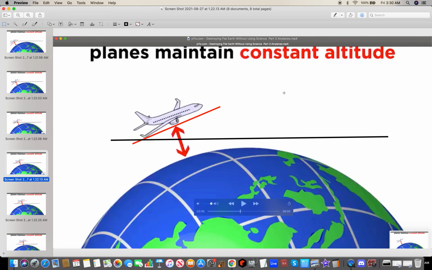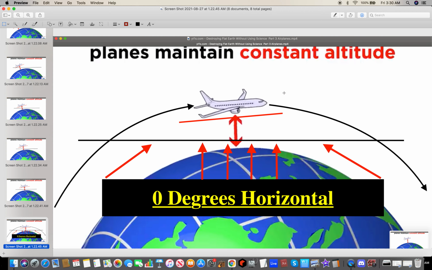Look, all these different horizontals. How can you have all these different horizontals? You can't. So this is 0 degrees horizontal, this black line here, with all the red arrows pointing towards it.